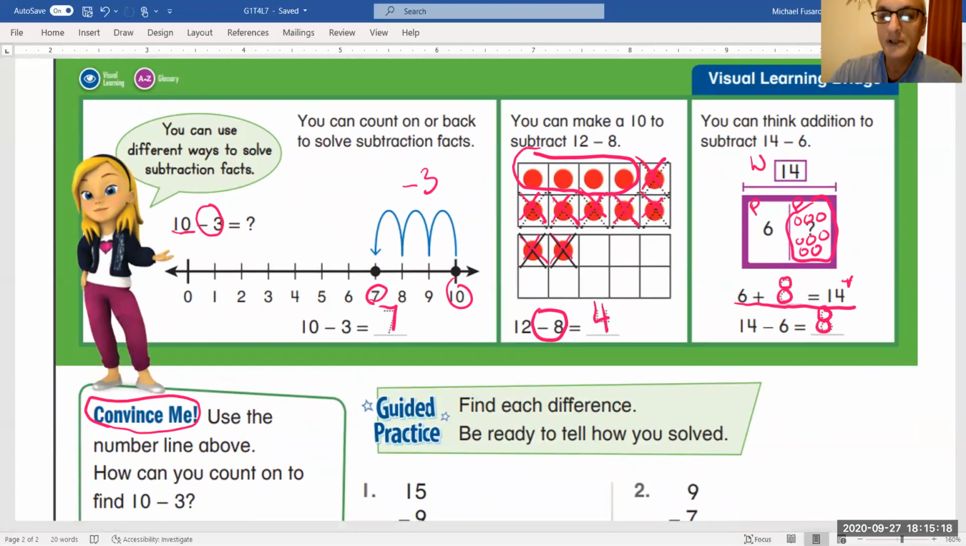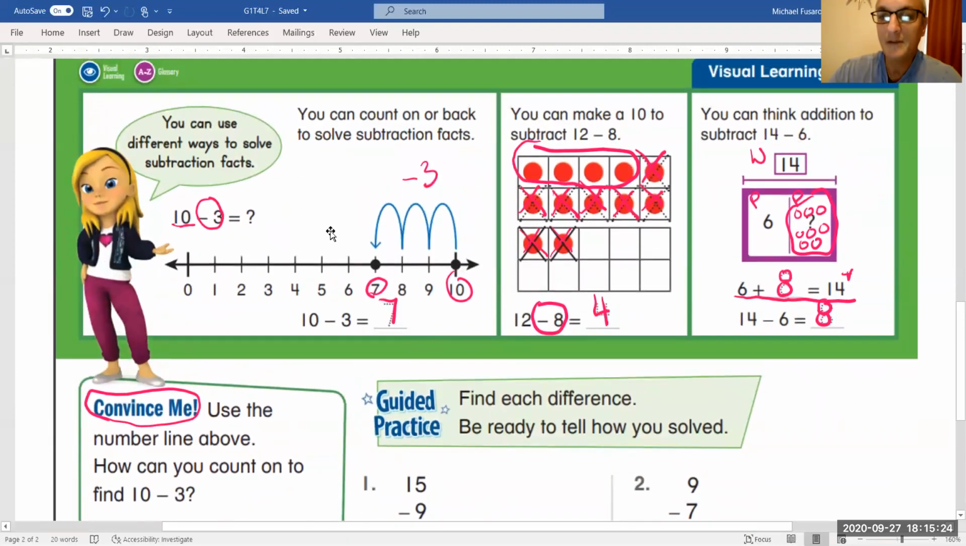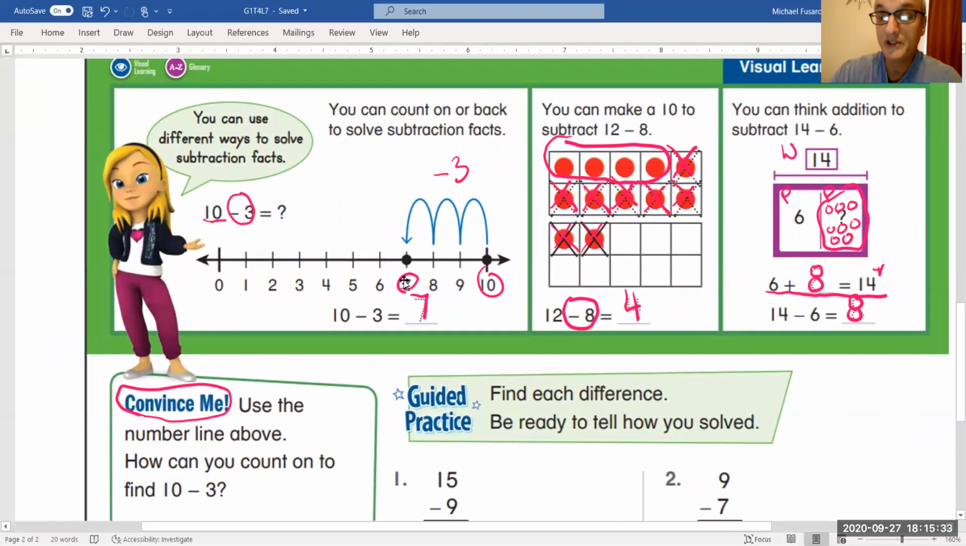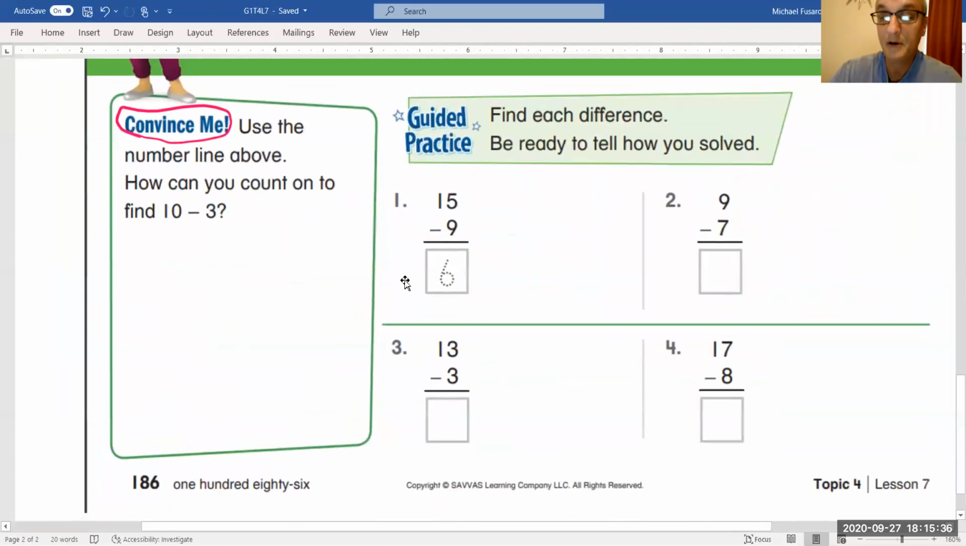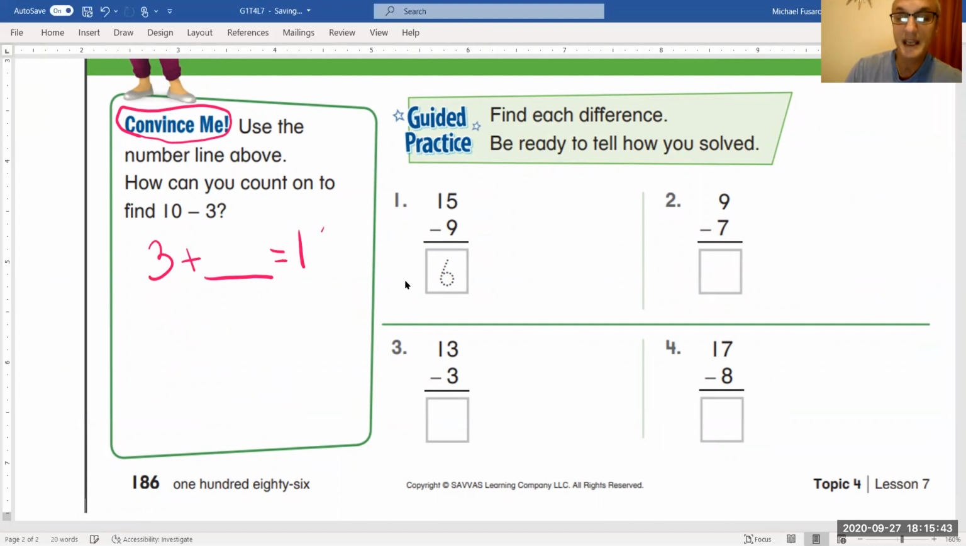Well, what we could do is, if we're counting on, remember, we could think of the fact family, right? We're going to kind of combine the number line and thinking addition to subtract. So what we would do is start with 3 plus a number equals the 10. Remember the fact family? It's got all 3 people in there. They're just mixed up. And now this is what we have to find out.